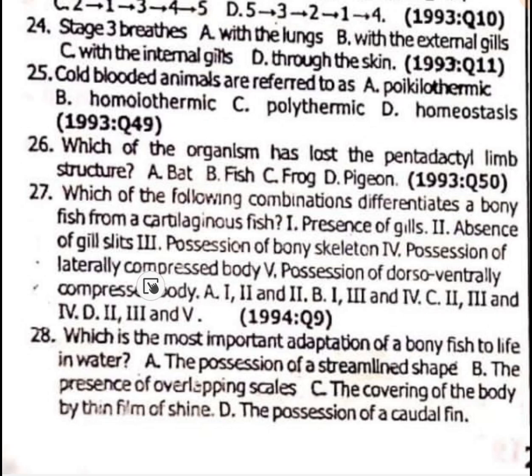Question. That's option C, right? I. Which of the following combinations differentiate a bony fish from a cartilaginous fish? Possession of laterally compressed body. Okay, IV. Laterally compressed body, because option 5, dorsal-ventrally flattened body, belongs to cartilaginous fish. So, correct answer is option C. You could also cross-check the note you've jotted down just now.